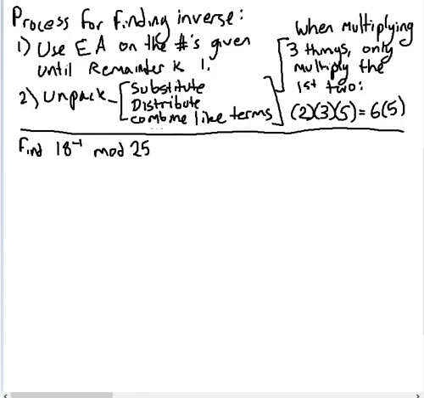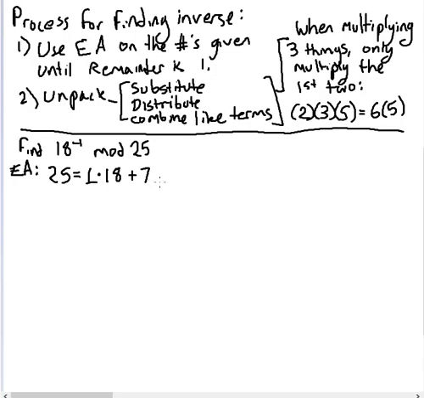So, the first thing we want to do is the Euclidean algorithm with 18 and 25. So, what do I want to do? I want to say 25 equals what times 18? And I'm going to be pretty militant about writing it in this order. What times 18 plus what? Well, it's 1 times 18 plus 7.